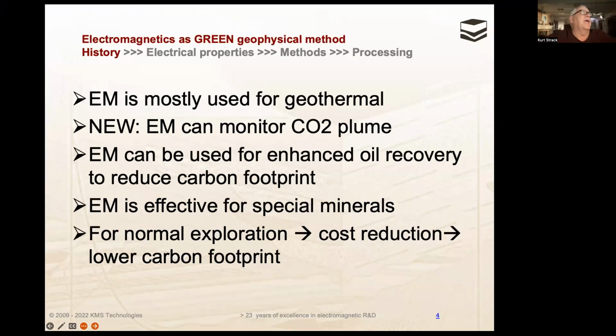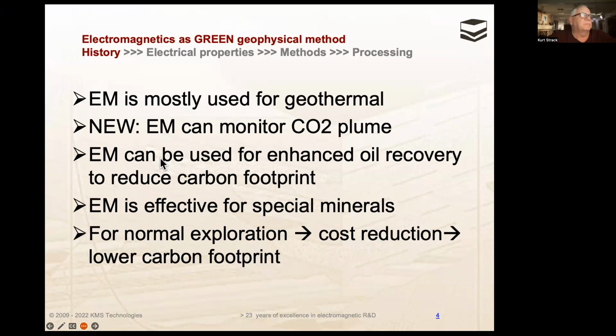Electromagnetics, or EM, is most commonly used for geothermal, and because of that, it's a green technology. Now, electromagnetics can also monitor carbon dioxide plumes. We all know that with climate change, we have to take the carbon dioxide out of the atmosphere where we produce it and inject it back in the ground. And electromagnetics can monitor those plumes.